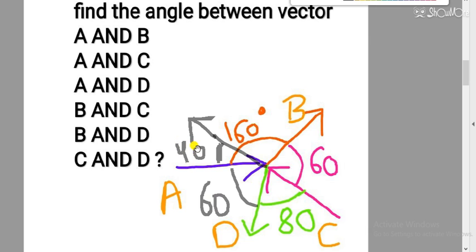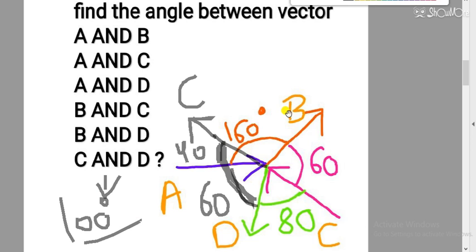So when we have to find the angle between C and D, this vector is C and this is D. So this 40 plus 60 will be the answer for the angle between C and D. So the angle between C and D will be 100 degrees. You can check the answer that I sent yesterday. I hope up to this everything is clear.